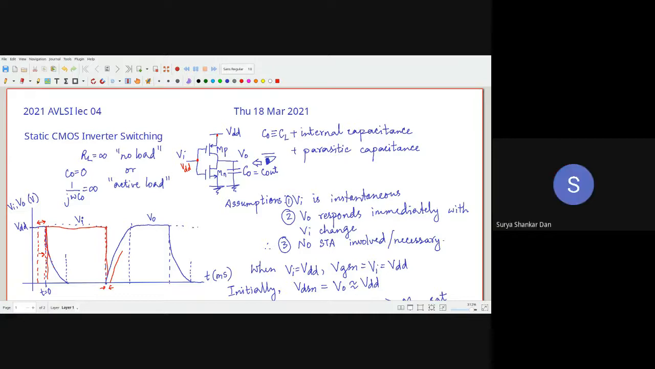Excuse me, sir. Yeah, yeah. Sir, here we are taking V0 equal to VDD. Sir, output resistance.